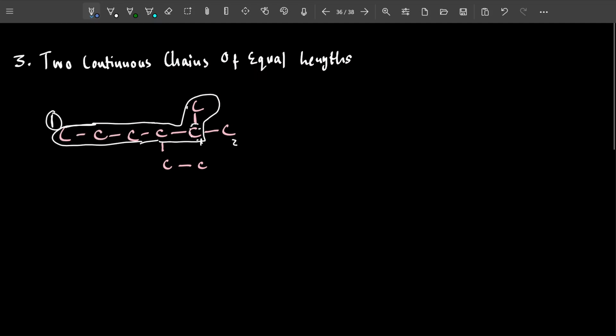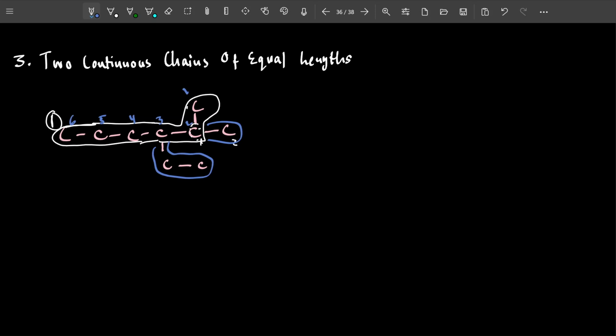Let me put the branches. Here is a branch and here is another branch. So if I say, where are my branches? Well, remember how to number now. For you to know where your branches are, you have to number first. You number from the end that is closest to your first carbon, which is obviously this one. So it's going to be 1, 2, 3, 4, 5, and 6.